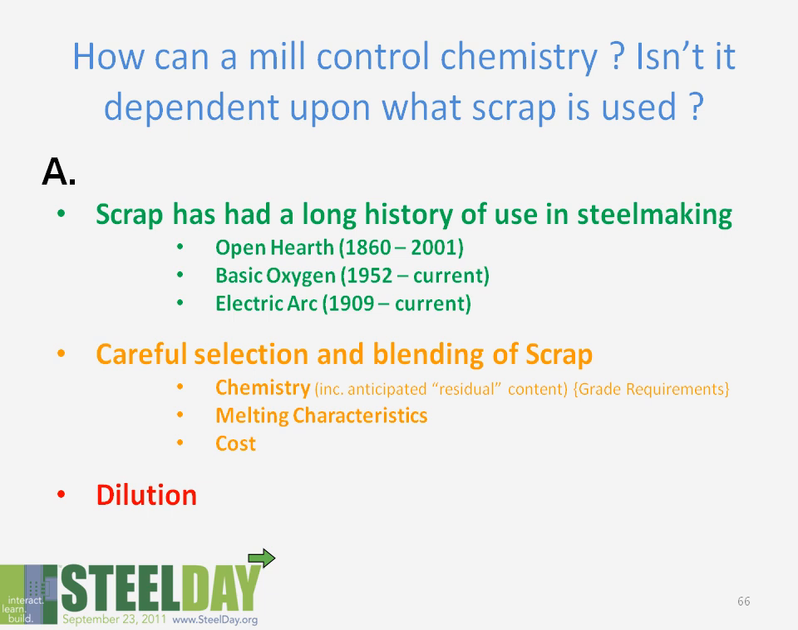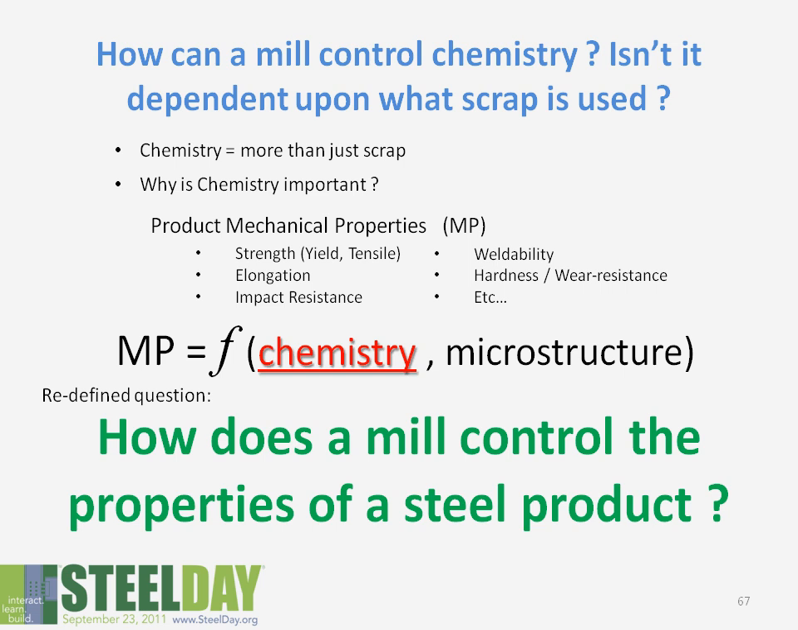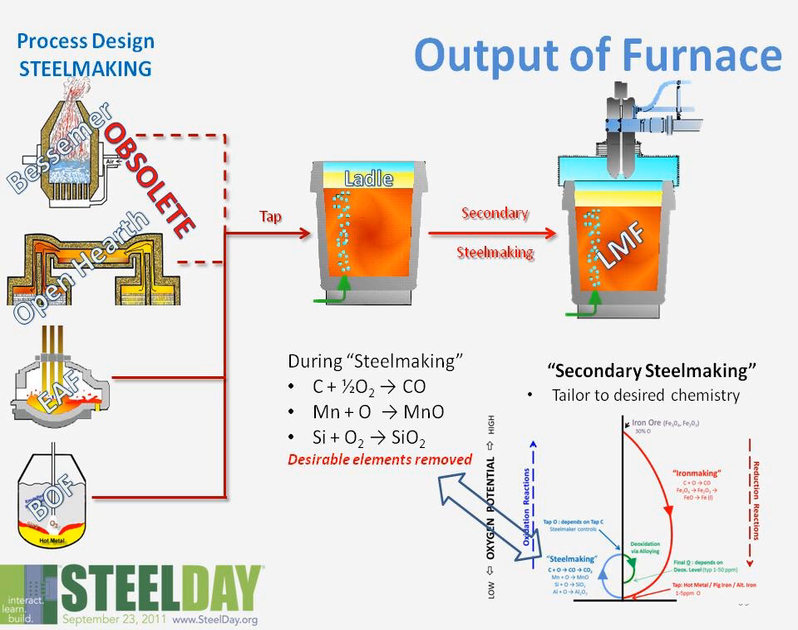Well, scrap has had a long history of steel making, and really it comes down to the careful selection and blending of scrap and dilution. But chemistry is not the only aspect to making steel. If we really consider what goes into making the mechanical properties, we'll find that mechanical properties such as yield, tensile, elongation, etc. are a function of both chemistry and microstructure. So we also have to control other parts. We'll get to microstructure here in a moment.